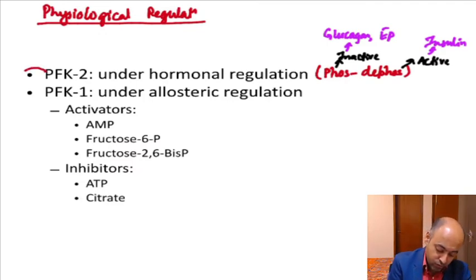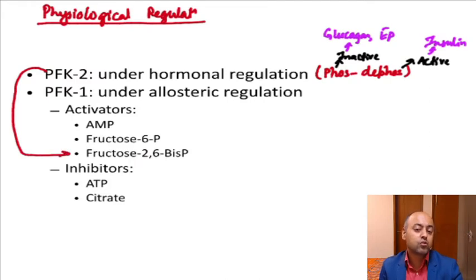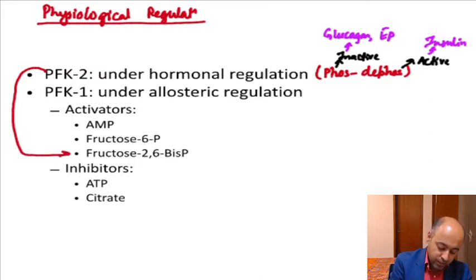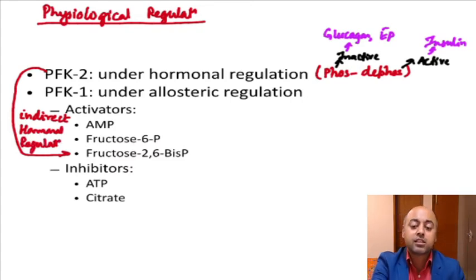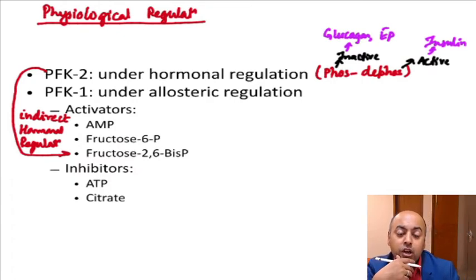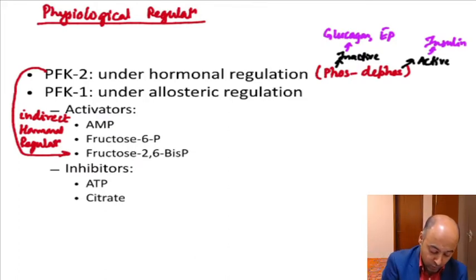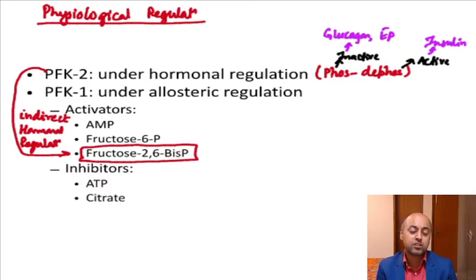Please note, PFK2 gives rise to fructose 2,6-bisphosphate, meaning this is an element of indirect hormonal regulation. You can think of the fructose 2,6-bisphosphate in this case to be acting as maybe a second messenger, not exact, but you can think of it like that. So PFK1 is also indirectly under hormonal regulation. PFK2 is directly under hormonal regulation. PFK1 is indirectly under hormonal regulation via the amount of fructose 2,6-bisphosphate, which is the product of PFK2.